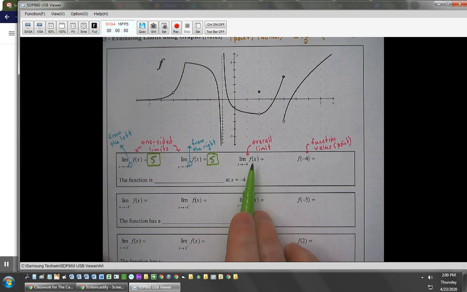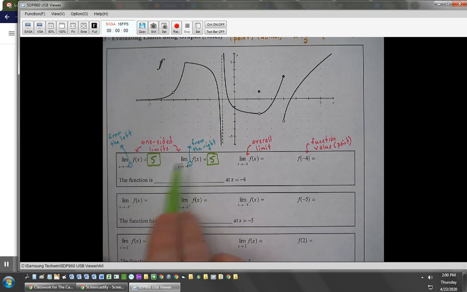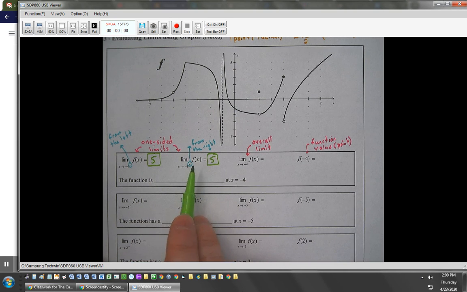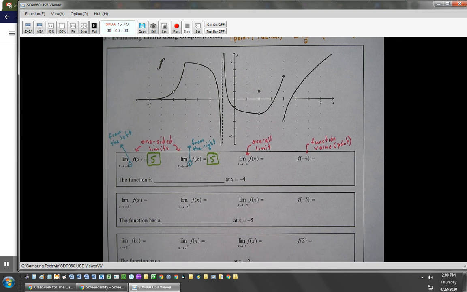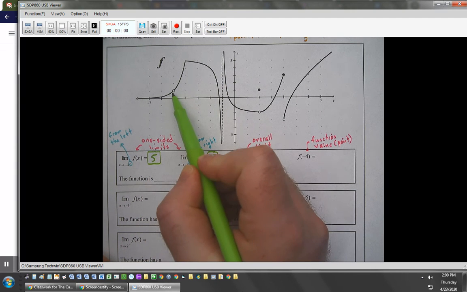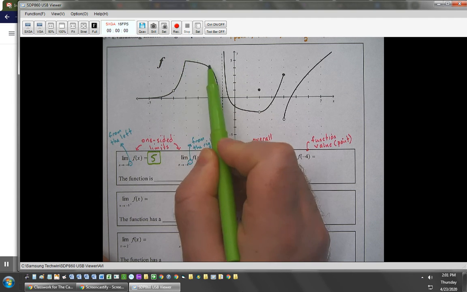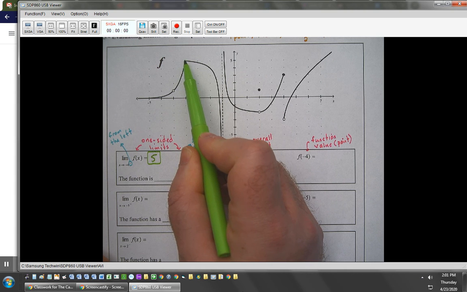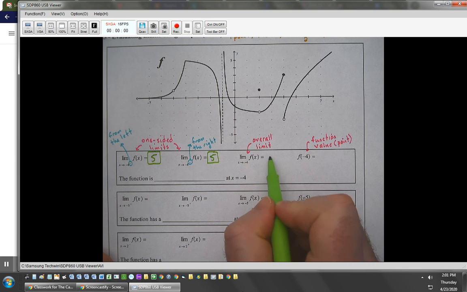Okay, so the overall limit is just the one-sided limits compared to each other. You have an overall limit if both one-sided limits are approaching the same place. So if you're going to the McDonald's in town and I'm going to the McDonald's in town, we're coming from different routes, but where did we end up? At the same place. That's what an overall limit is.